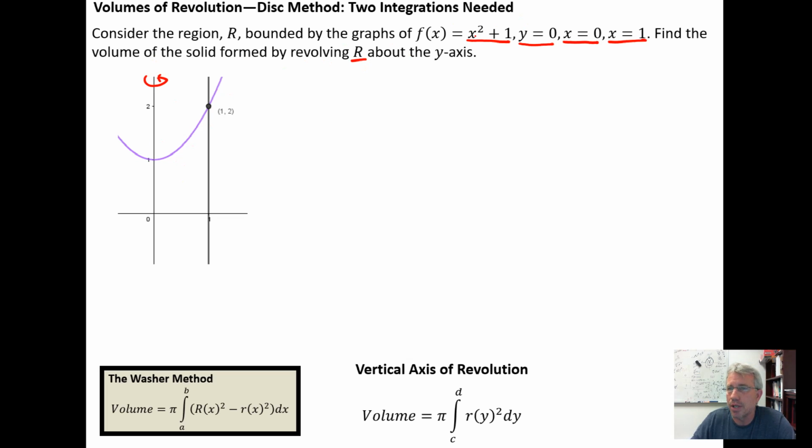So the bounded region, x squared plus 1, is the parabola. X equals 0 is going to be on the y-axis. X equals 1 is going to be a vertical line here. And y equals 0 is going to close us up along the bottom. So this is the region that we want to revolve about the y-axis.